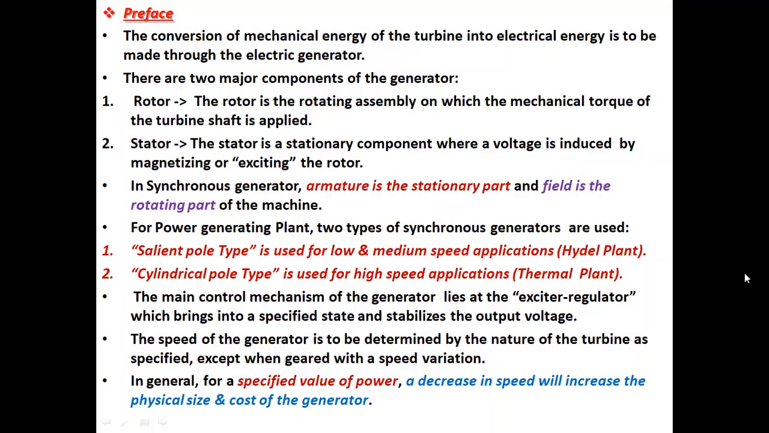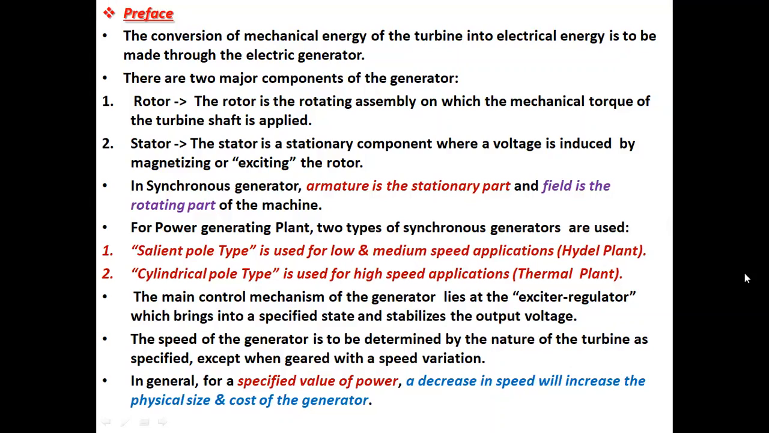In synchronous generator, armature is the stationary part and the field is the rotating part of the machine. For power generating plant, two types of synchronous generators are used. One, salient pole type, is used for low and medium speed application, that is in hydel plant. Two, cylindrical pole type is used for high speed applications, that is thermal plant.